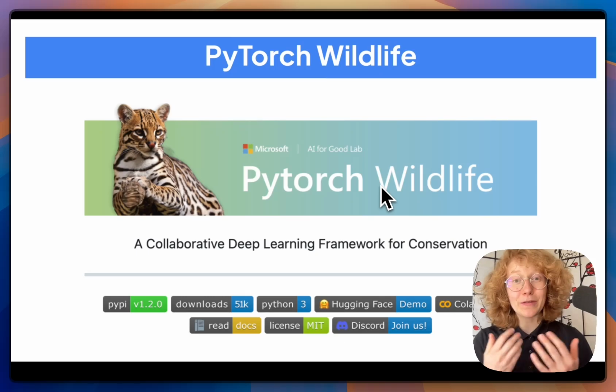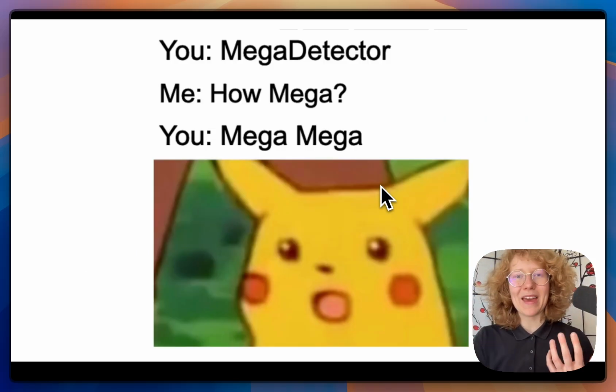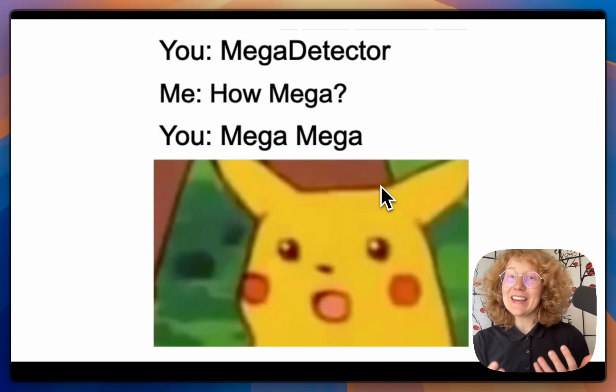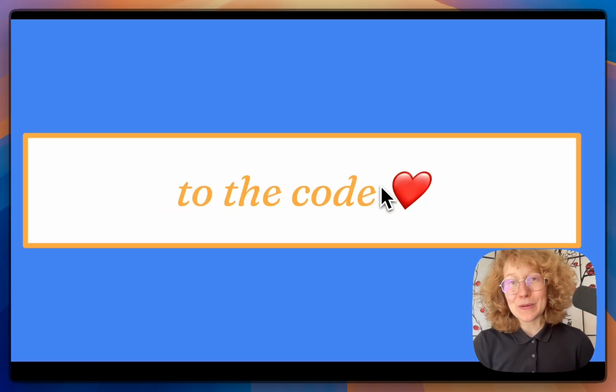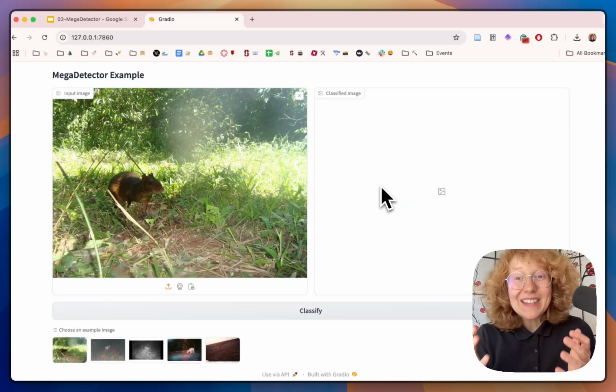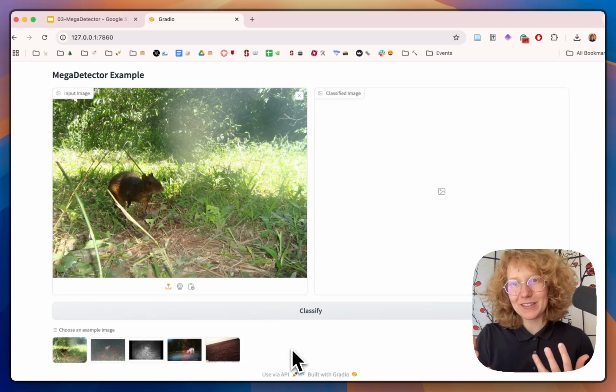And PyTorch Wildlife, developed by Microsoft, has a detection model called the MegaDetector. And it is pretty cool. So in this video, I'm going to show you how to use the MegaDetector to classify these wildlife images. This is the demo that we will be building. Right here we have some example images from a dataset from camera traps in the Atlantic forest in Brazil.